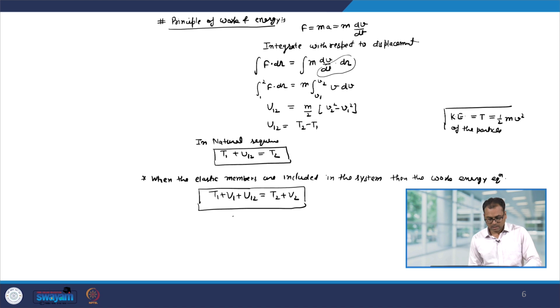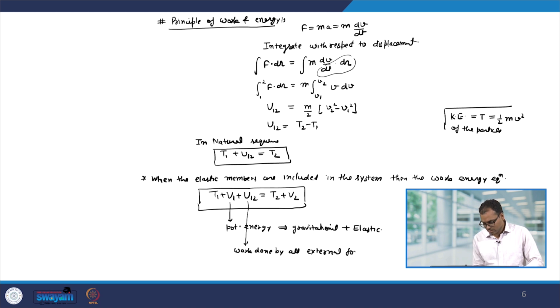Here V1 is the potential energy which includes the gravitational potential energy plus elastic potential energy. So, gravitational plus elastic, and U12 is the work done by, let us say, all external forces other than the gravitational and elastic.